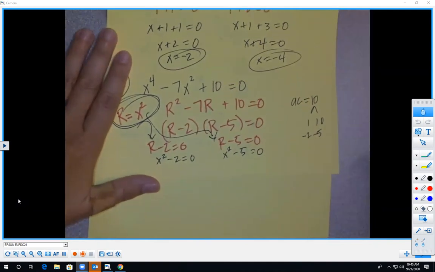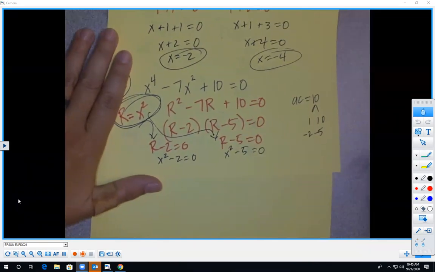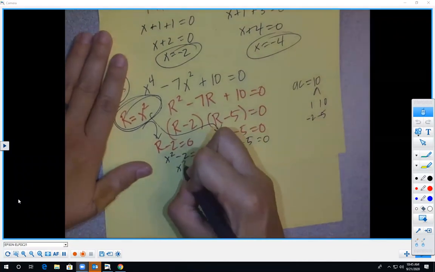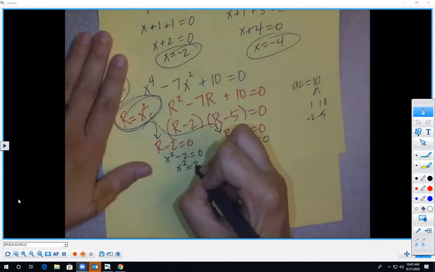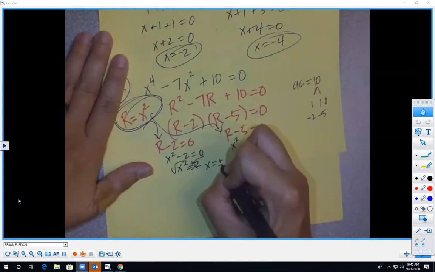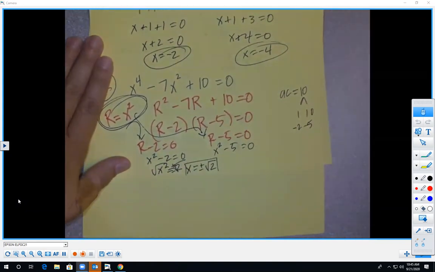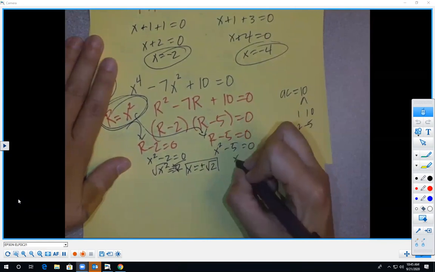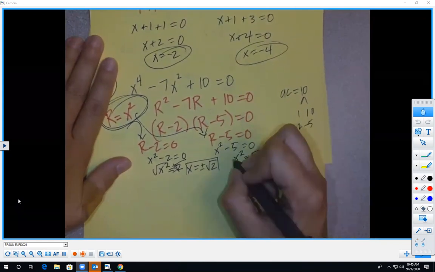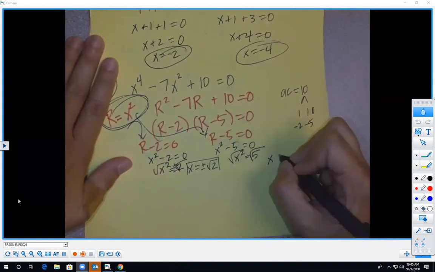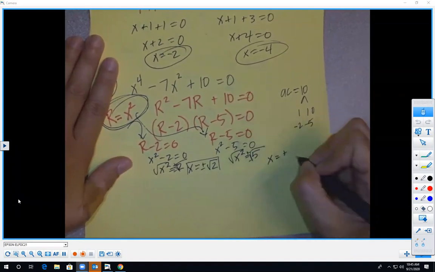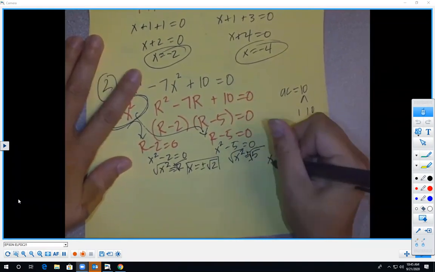How do I solve for x? Add 2, add 5, take the square root, right? So add 2, I get x squared equals 2. Take the square root of both sides. Don't forget your plus or minus. I get x equals plus or minus the square root of 2. Sorry, I'm running out of room. I'm trying to squish it all on one paper. Add 5 to both sides. X squared equals 5. Take the square root of both sides. I get x equals plus or minus the square root of 5.